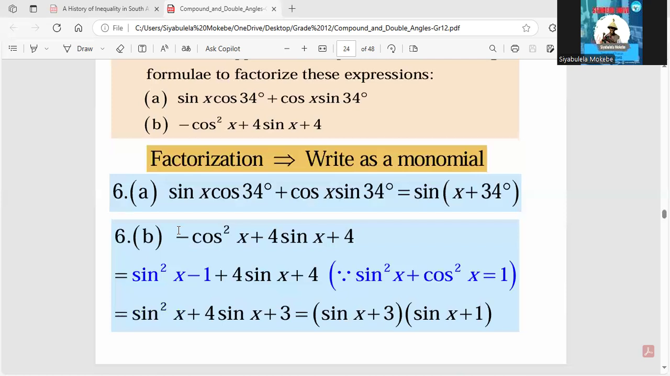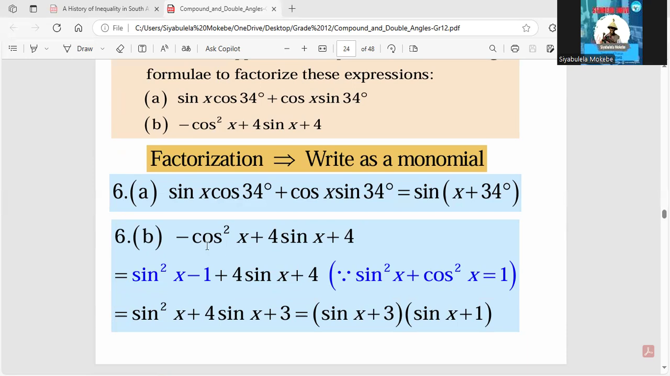Then B, the first thing that we do is remember, guys, that sine squared x plus cos squared x is equal to 1. So if you take cos squared x to the right and you take 1 to the left, then you're going to get negative cos squared x being equal to sine squared x minus 1.